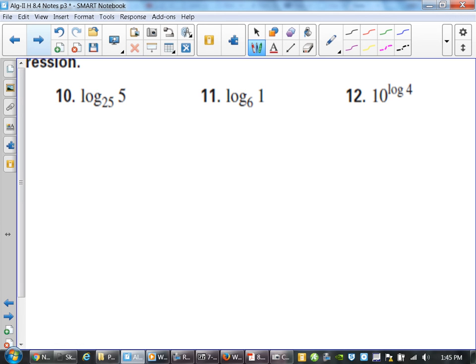Log base 25 of 5. In order for us to simplify this, we need to rewrite 5 as base 25 with some exponent. So you have log base 25, and I need to make this a 25 to some exponent. What would it have to be? Careful. If you say it's got to be 25, that won't turn this into a 25, but what would?